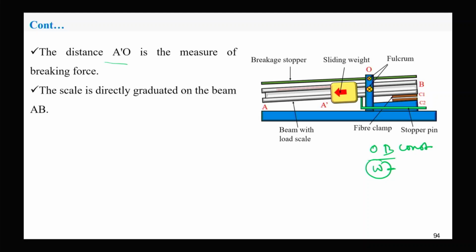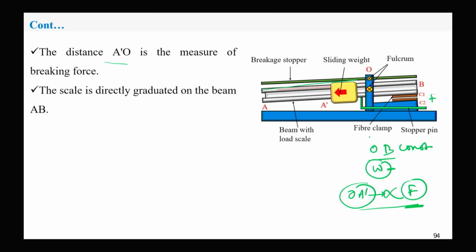So this distance slided, the sliding distance, that is O A dash, this distance is proportional to the force applied on the fiber bundle. So from the relationship, that's how we can gauge this sliding distance in terms of force.